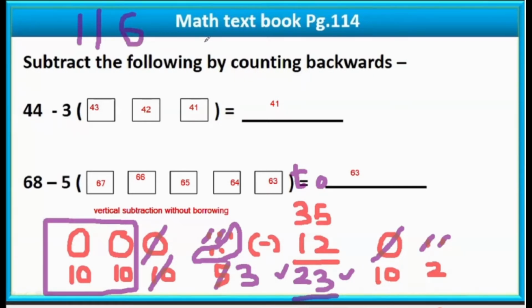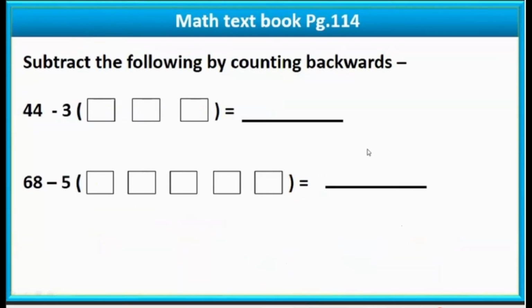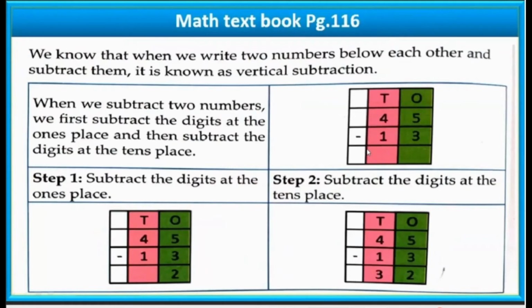On page number 116, we have two questions, A and B. They have struck out, that means they have taken out sets of necklaces and also the loose beads. You are going to find the answer, just count the tens and ones and write the answer in the box given there. Now we are going to see vertical subtraction without any drawings or picturization in your math textbook, page number 116.